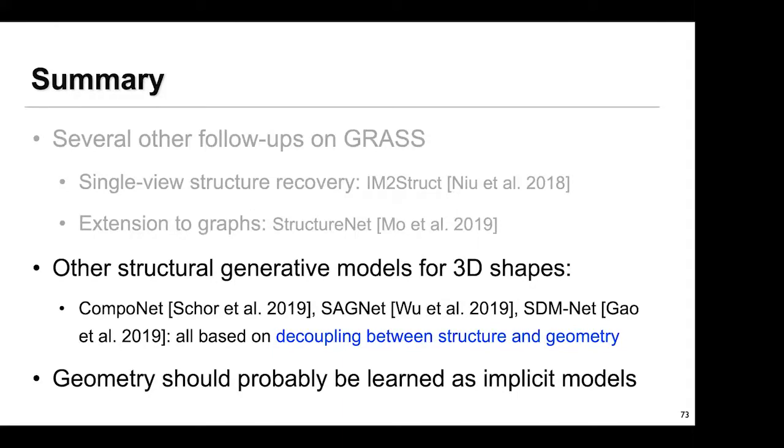I'm just going to point out a few of them: CompoNet, SecNet, and SCMNet. It's important to know that for all of them, there was this decoupling between structure generation and geometry generation. In retrospect, I feel perhaps the part geometry really ought to have been learned using implicit models, because that provides you with visually high quality geometry. But the implicit models are not by design structure aware.